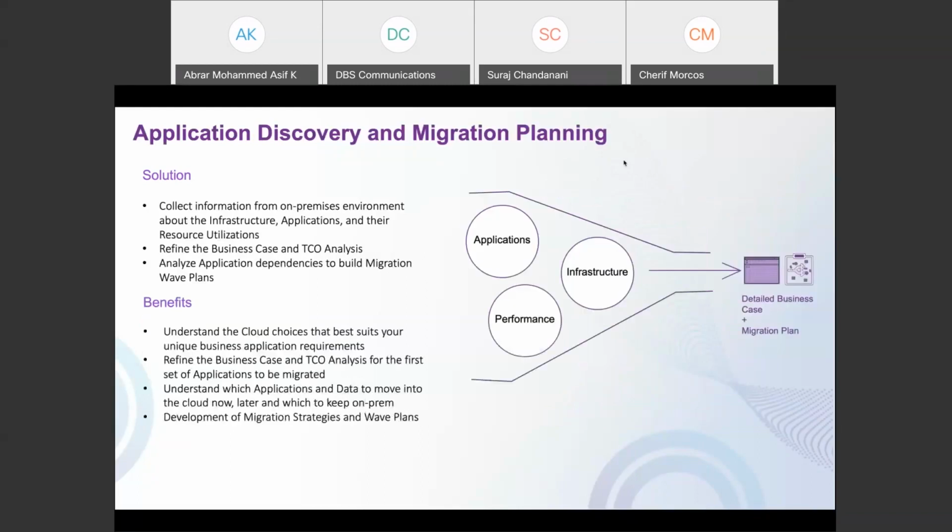The second assessment in this particular area that helps you plan your move to cloud is an application discovery and migration planning service. This particular service is a tool-based discovery. So after you have got your directional business case, you understand the applications, the ones that we would be considering, we run an application discovery in your data center with a tool.